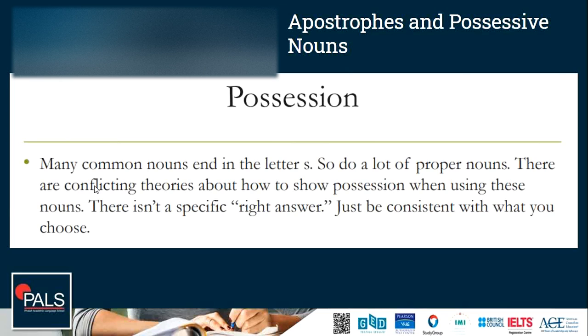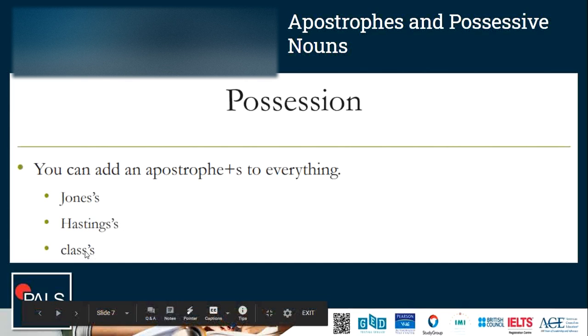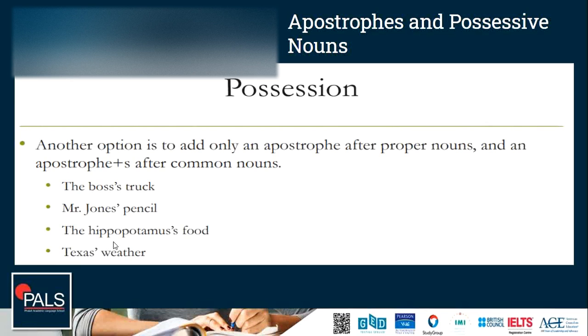So I'm going to show you some techniques or theories. You can add an apostrophe S to everything. Jones apostrophe S. Hastings apostrophe S. Class apostrophe S. While that's a common thing that you can do, another option is to add only an apostrophe after proper nouns and an apostrophe plus S after common nouns. That's also one thing that you can do. Boss's truck. The boss here is not a proper noun, so we put an apostrophe S.